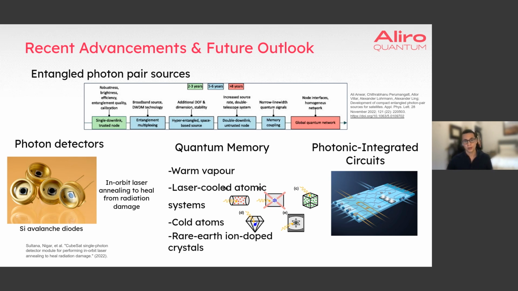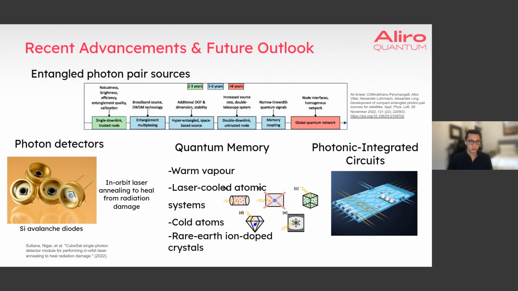And something that's really important is we need to do co-development between photon sources and quantum memories. That interface is extremely important to make a scalable quantum internet. We need to have our sources efficiently interfacing with our quantum memory systems.